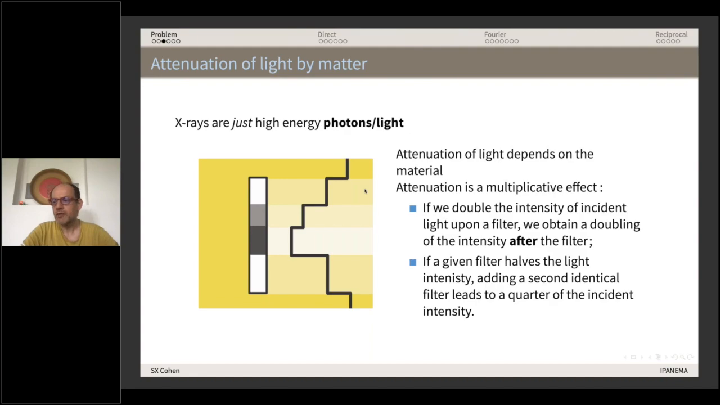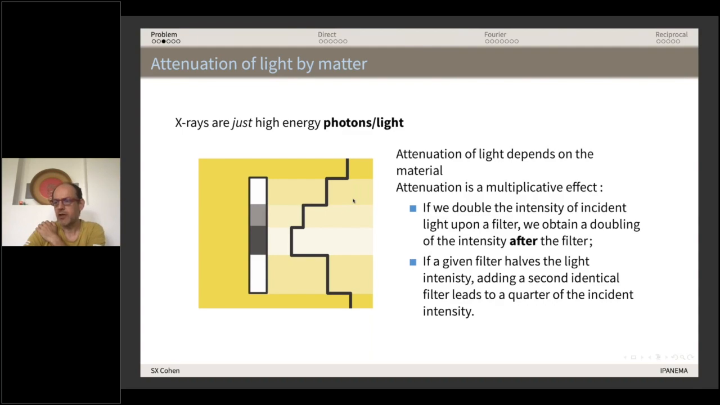Okay, so we can do a thought experiment, and we have a filter, and that's what I'm representing here with this rectangle, which is somehow a filter which has different attenuation parts, some parts which are less attenuating, and some parts which are more attenuating. And basically, the first thing we can think is that if we double the light, the quantity of light which is coming on, what we call the incident light, what we expect is to have double the light on the other side.